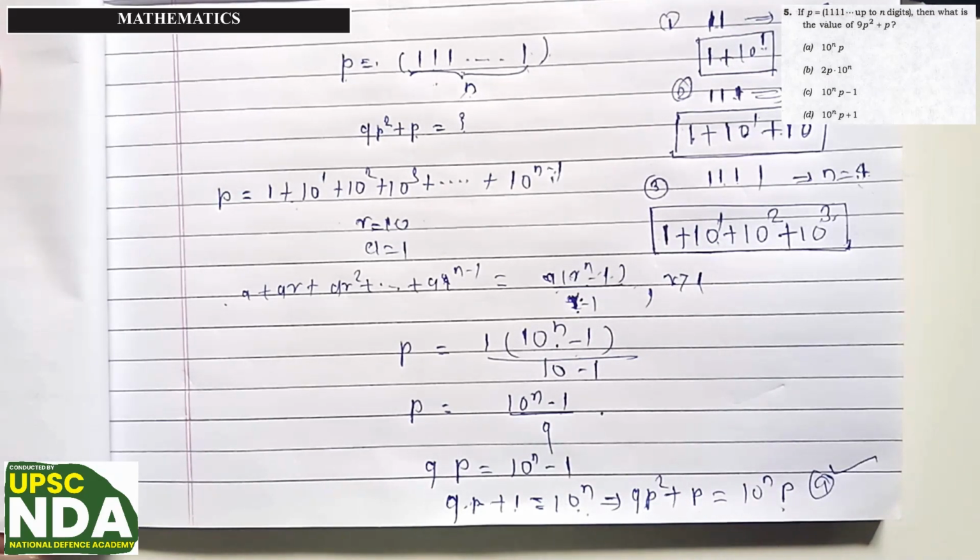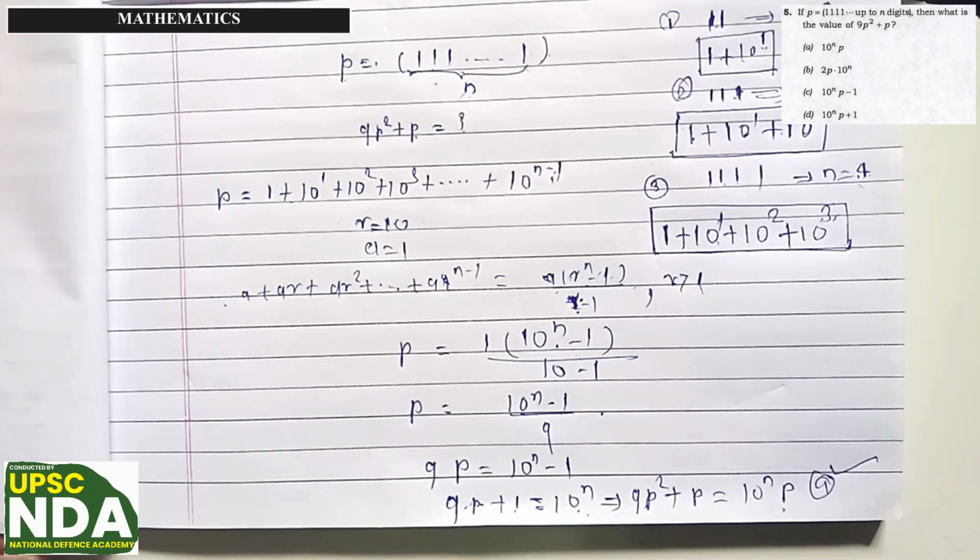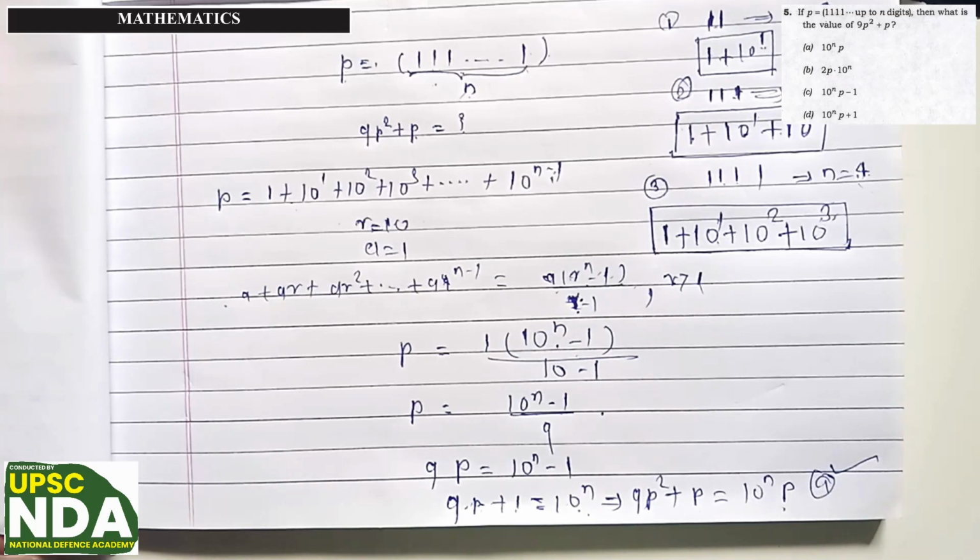Now here we can see how easy the question is. We have to apply some basic concepts from the progression chapter, visualize what has been given and what type of question we have, try to formulate the question, and then you will get the required answer.